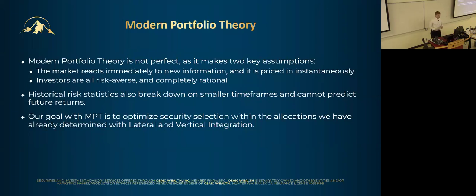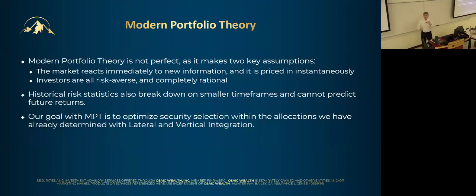Historical risk statistics also break down on smaller time frames, and they can't predict future returns. So we can't predict something that happens in the economy like what's happening right now. We can probably say that it's reasonable that this will happen and that this will pass, most likely, but we can't predict exactly what's going to happen. We can't predict when it's going to end. We can't predict how long, all these things. And these super historical risk statistics, they just break down.